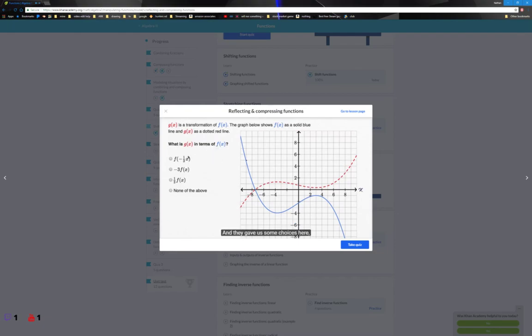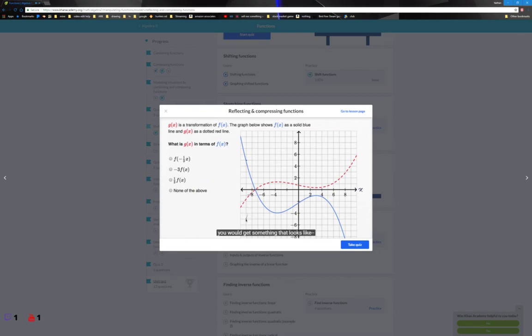And they gave us some choices here, and I encourage you to pause the video and see if you can figure this out. Well, there's a couple of ways that you could think about it. One is if you just eyeball it, it looks like if you flipped f of x over the x-axis, it looks a little bit like g of x, but g of x looks like a version of that that's diminished a little bit.